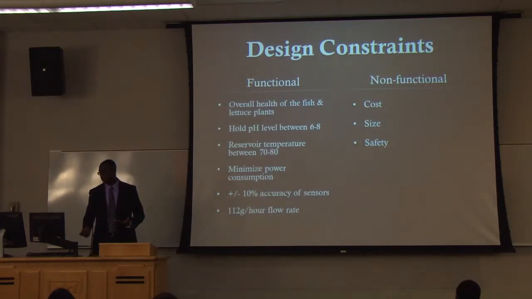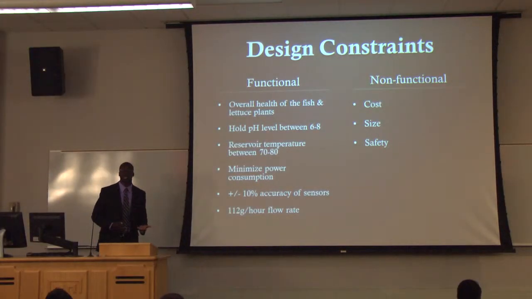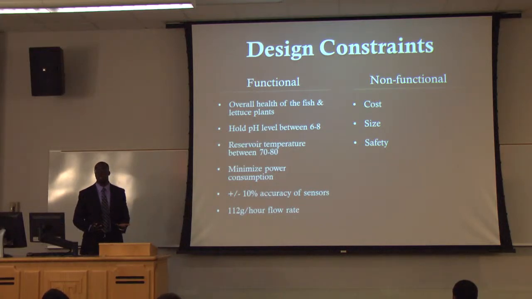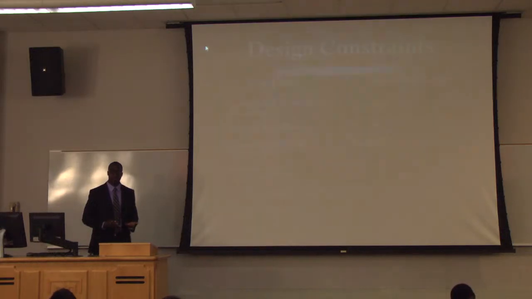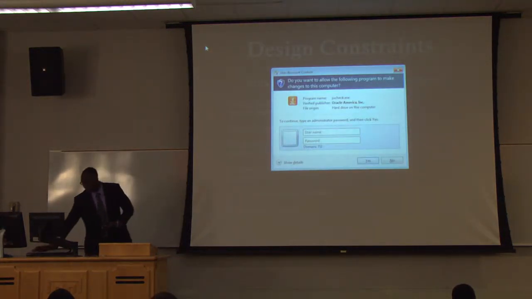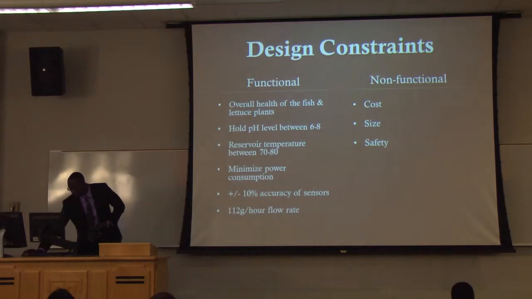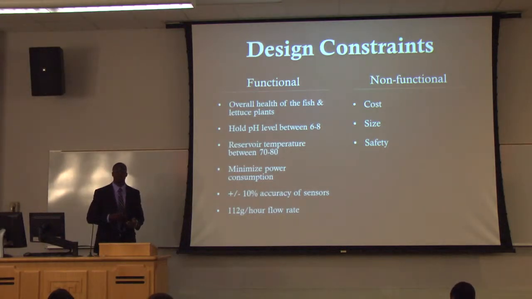So just like with any technical project, we have functional and non-functional design constraints. With our functional constraints, as I stated before, we have the fish as the heart of our system. Without the health of the fish and them in a comfortable environment, our project won't survive. So we would like to keep pH between a range of 6 and 8 and water temperature between 70 and 80 degrees Fahrenheit.